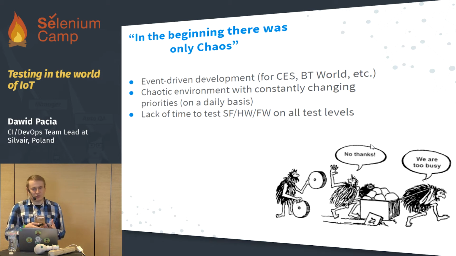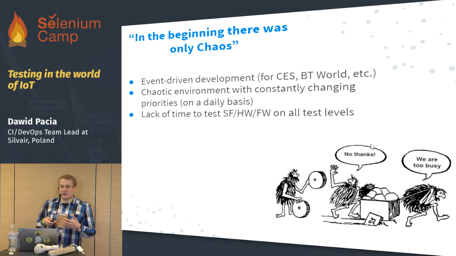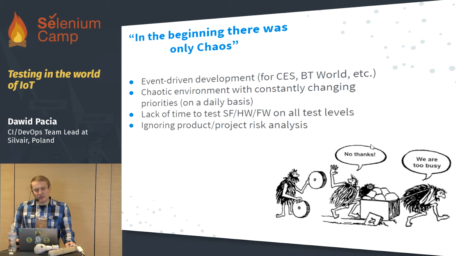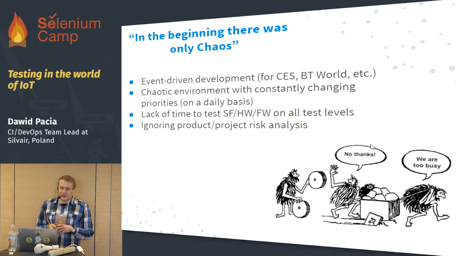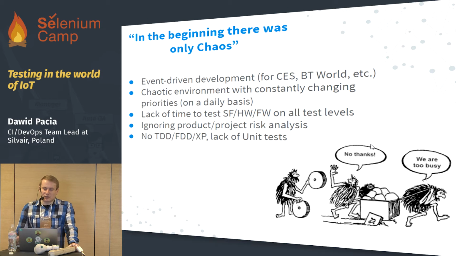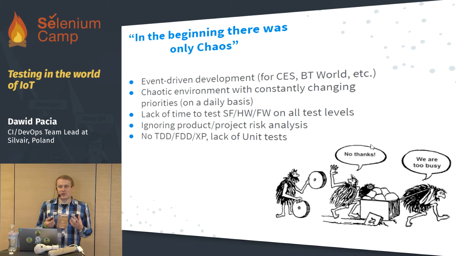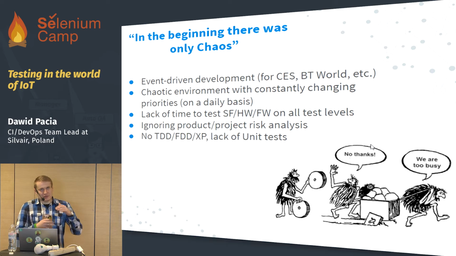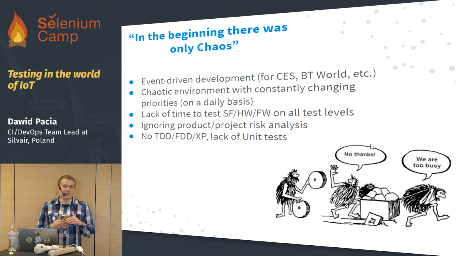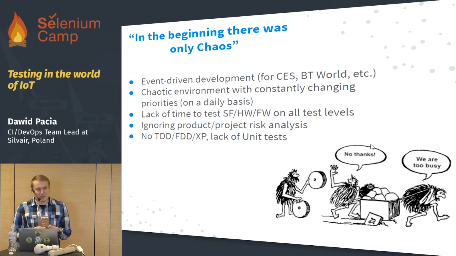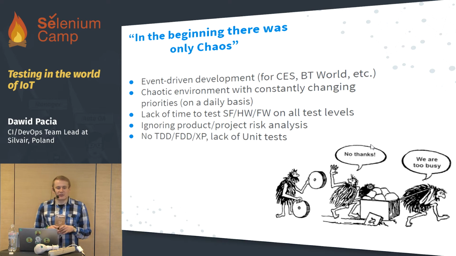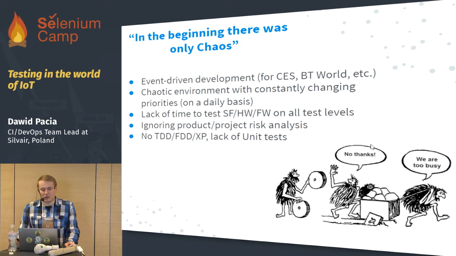If you don't have time for developing, you don't have time for testing, and it's hard to get out of that circle. Then no analysis of product and project risk, no TDD. There was no component testing, and no TDD, no framework, no methodology, and no unit tests. So the lowest part of the test pyramid. As we know, it should be the most important part, but in that case, no effort was put into it at all.